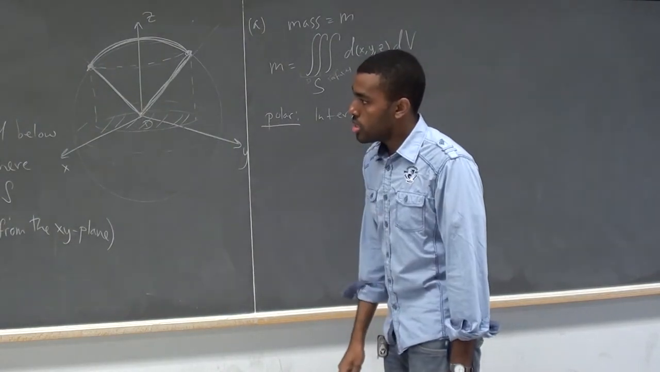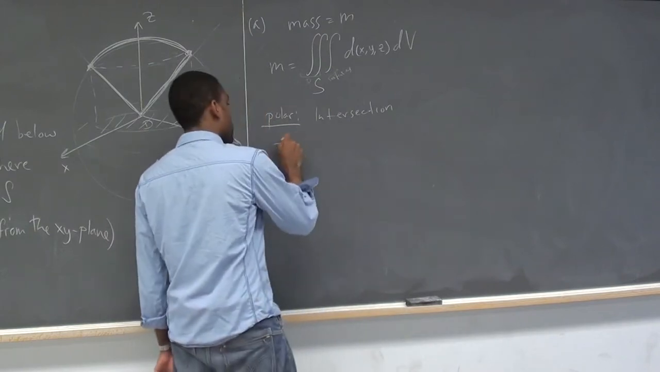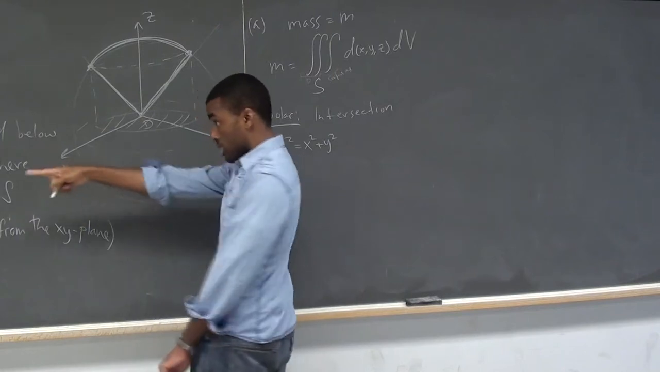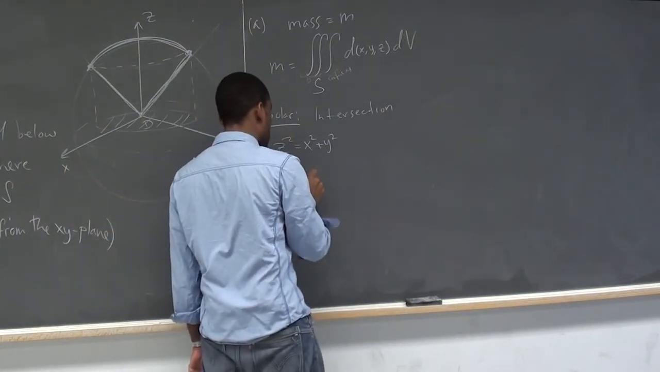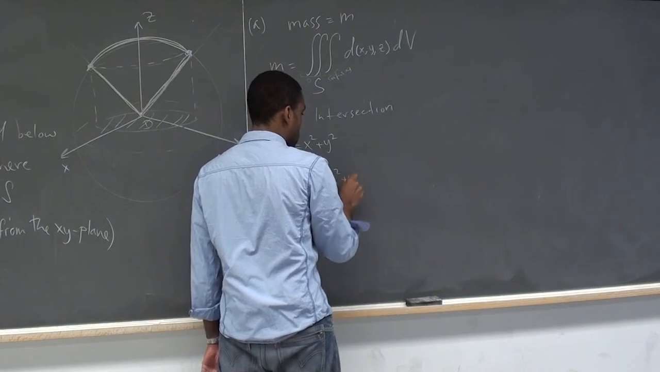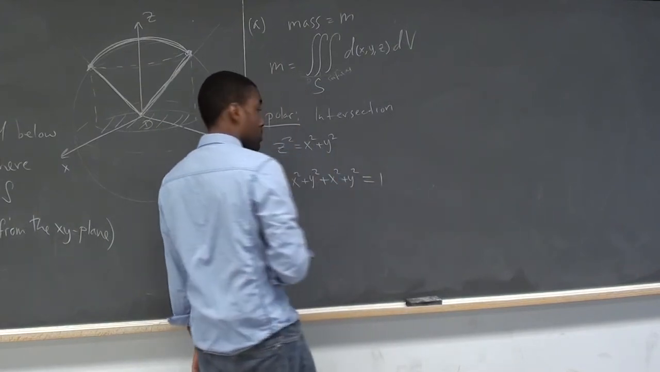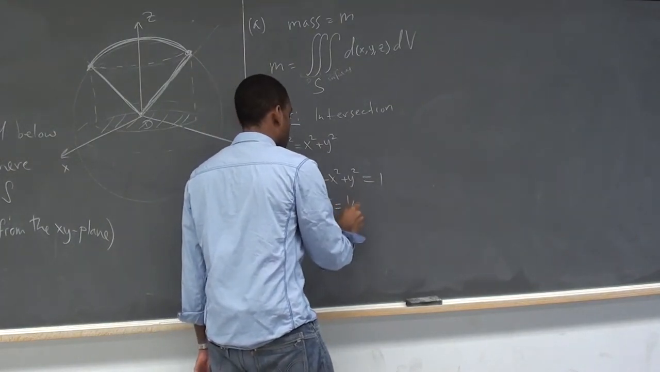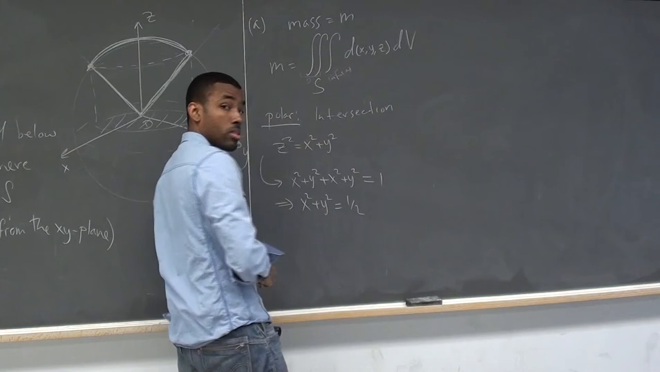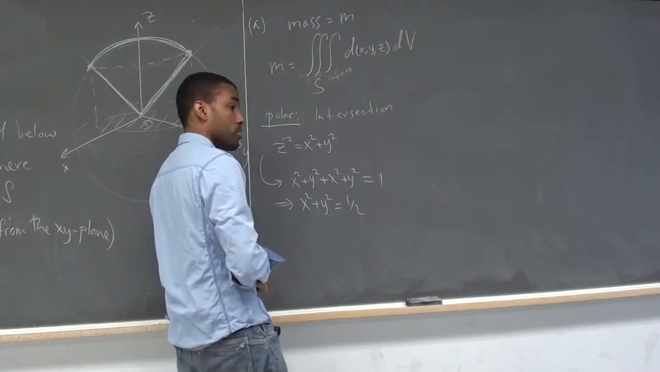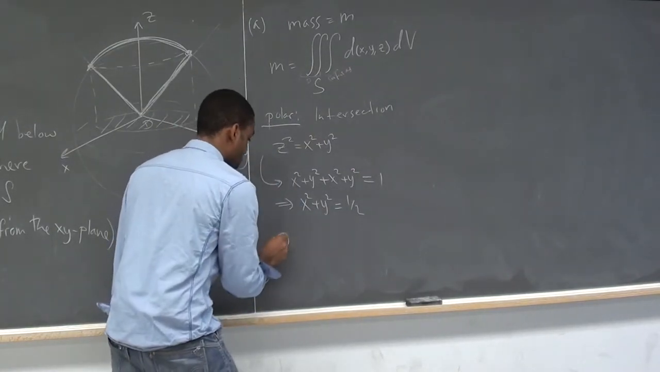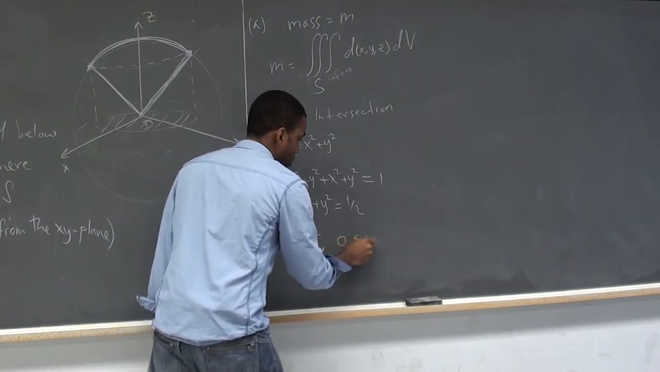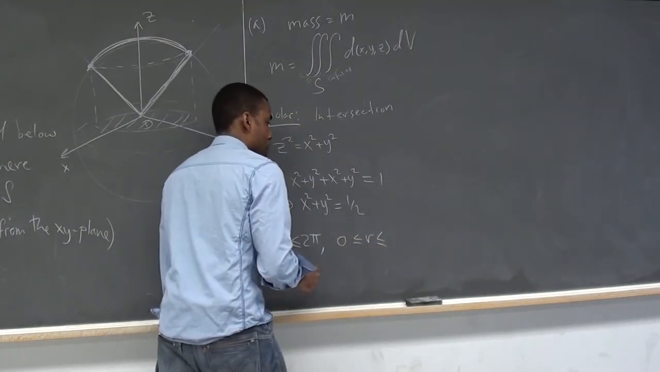From the first one, you know that z squared is equal to x squared plus y squared, right? So you can plug that into the sphere. So this is x squared plus y squared plus x squared plus y squared equals 1, right? Which would imply that x squared plus y squared equals a half. Okay, so then theta would be what to what? 0 to 2 pi, that's obvious. What would your r be between? 0 to 1 over radical 2.